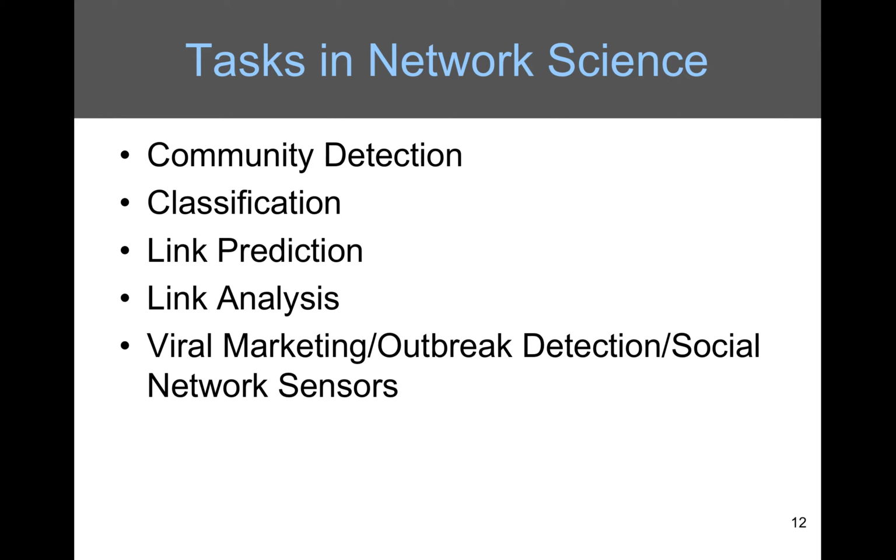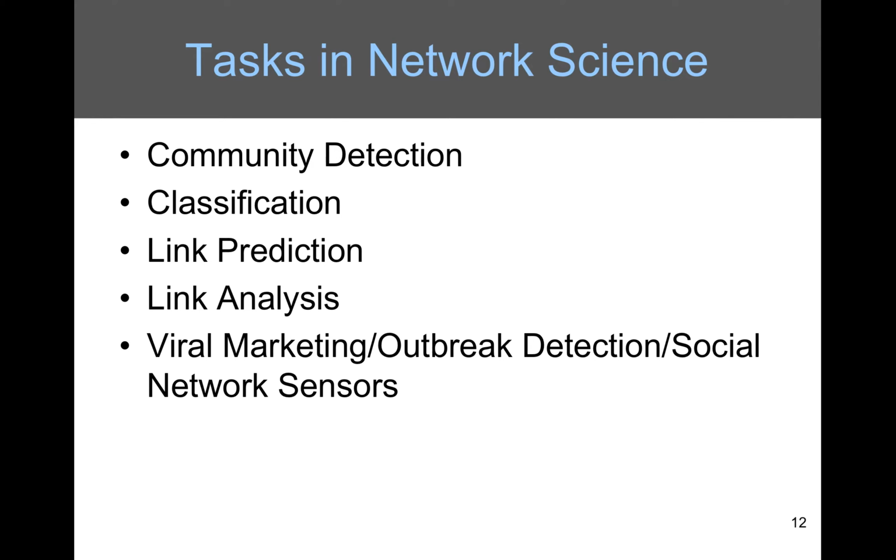So suppose I give you a social network. What are the activities that you might want to do? And here are some tasks. We're going to cover them and study them in a little bit of detail. You want to first talk about community detection. We'll talk about what that means. We'll talk about classification. It's a different type of task in network science. Link prediction, link analysis, and then viral marketing and outbreak detection and so on.